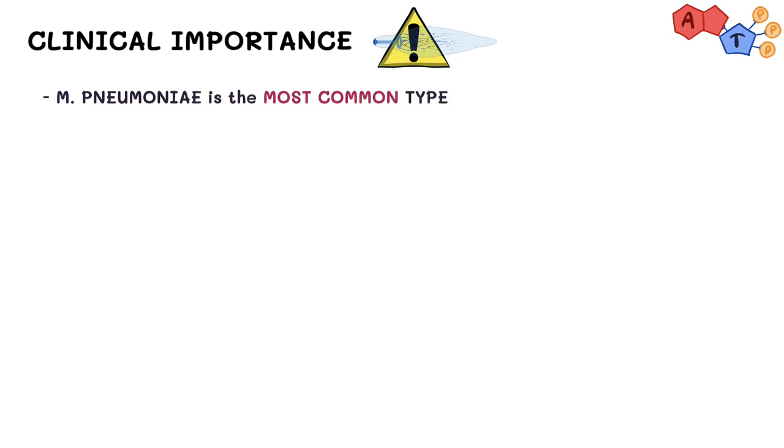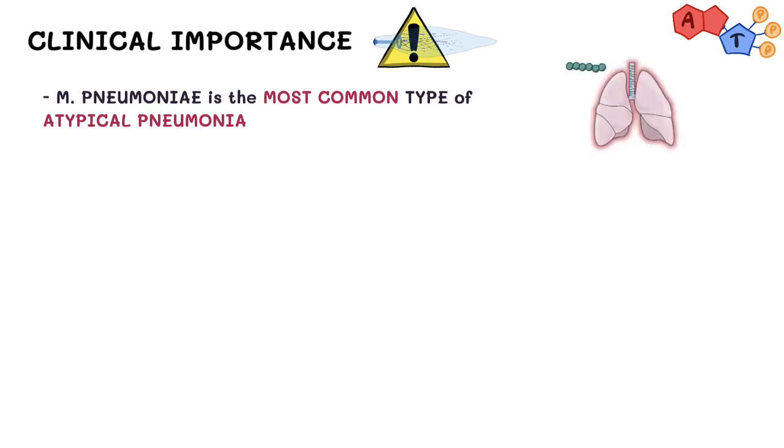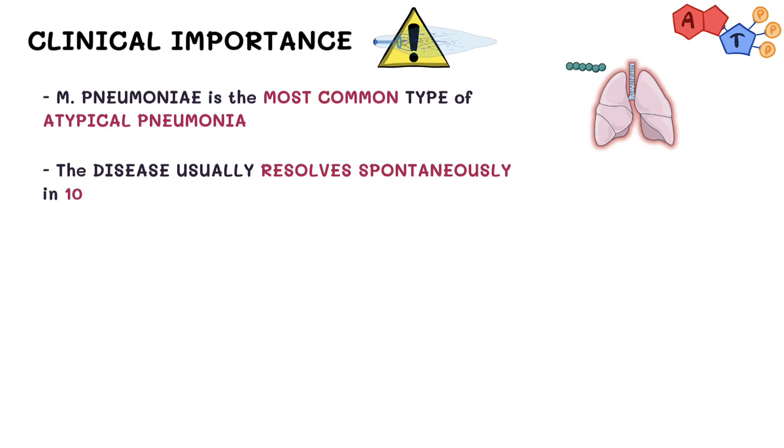Mycoplasma pneumoniae is the most common type of atypical pneumonia that was formerly called primary atypical pneumonia. And when we say atypical, it means that the causative bacterium cannot be isolated on routine media, or that the disease does not resemble your regular pneumococcal pneumonia. We've mentioned earlier in this video that walking pneumonia is a milder form of pneumonia. Hence, the disease usually resolves spontaneously in 10 to 14 days.